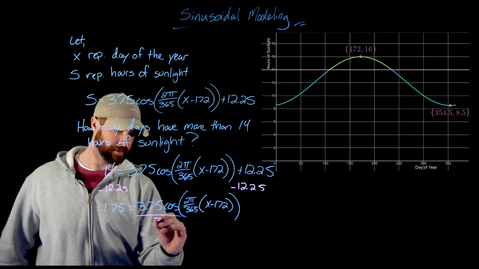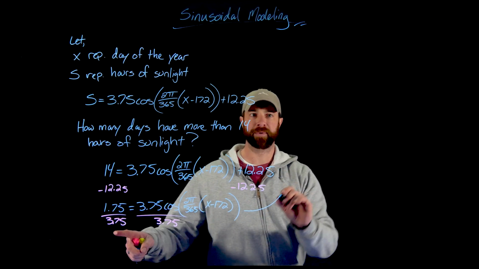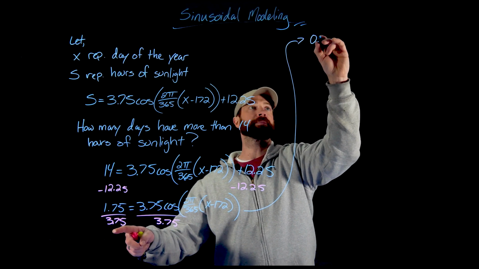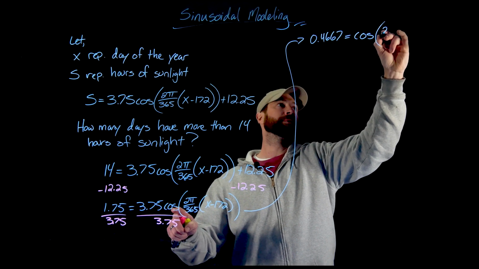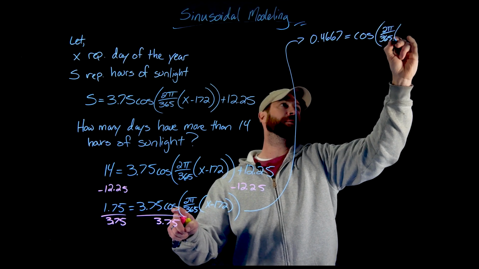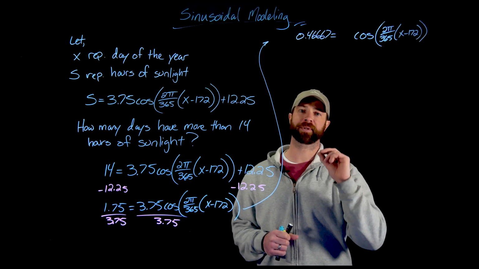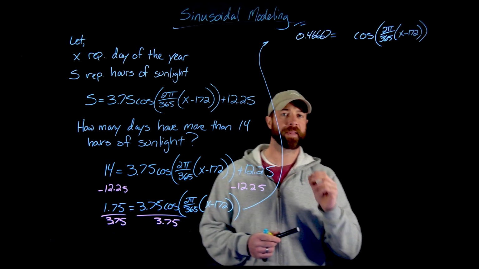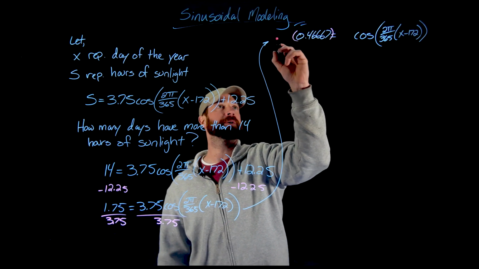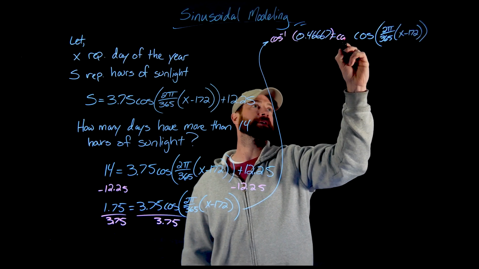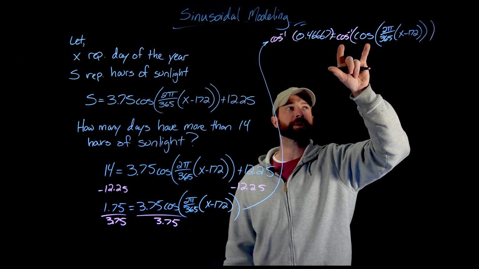So 3.75 divided by 3.75. And when I divide by 3.75, what I get over here is 0.4667, and that's going to equal the cosine of 2 pi over 365 times x minus 172. Now that I've isolated the cosine, I can apply the cosine inverse to both sides of this equation, and it's really important what I do in my next step to get my two solutions. First, I am going to apply the cosine inverse to both sides of this equation. The reason I apply the cosine inverse is because it cancels out with the cosine right here.